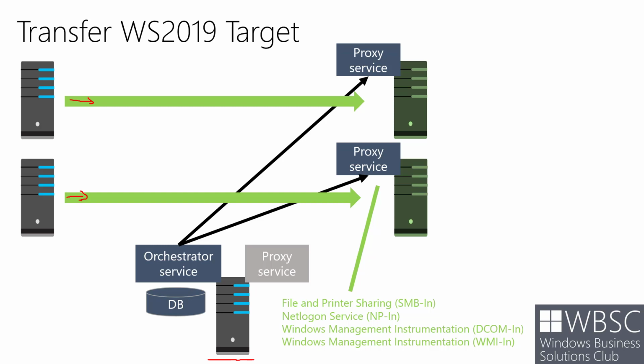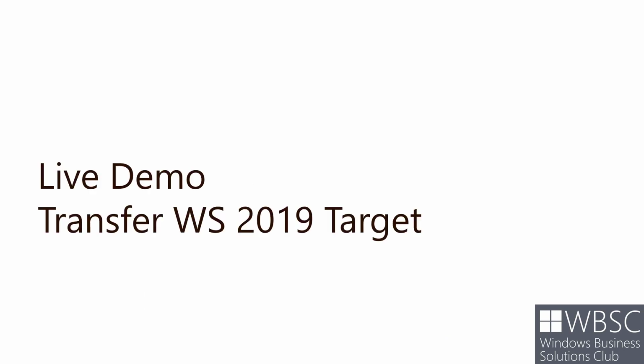So the Storage Migration Service server is only responsible for telling the source and the target what to do. In the target, we need file and printer sharing, Netlogon, DCOM, which we already mentioned, and WMI-in. It's the same requirement we had in the source, but we don't need a lot of resources on the SMS server because the whole data transfer is done directly between the nodes. So let's have a look at how the transfer works with a Windows Server 2019 target in the next step in the live demo.